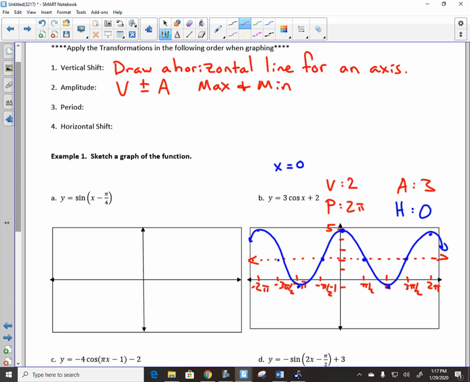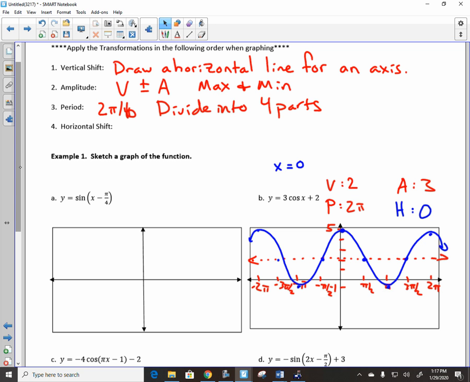That gave us the vertical structure of the graph. Then the period, we did 2 pi divided by b, and we divide into 4 parts. That's kind of our setup. We're going to talk about the horizontal shift. The last one did not have a horizontal shift. The next one does. And that's where it gets a little complicated for people.